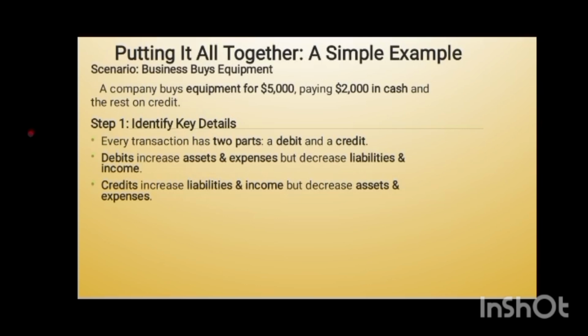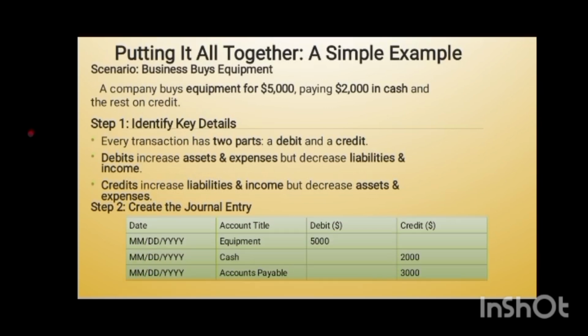On the other hand, when the liabilities and income increase, they will be credited, and when the assets and expenses decrease, they will be credited. Following these rules, we will see how to create the journal entry of the given example of equipment.